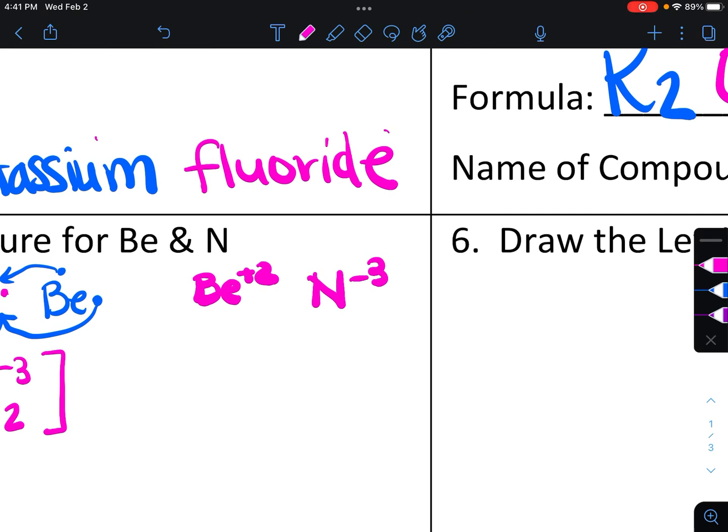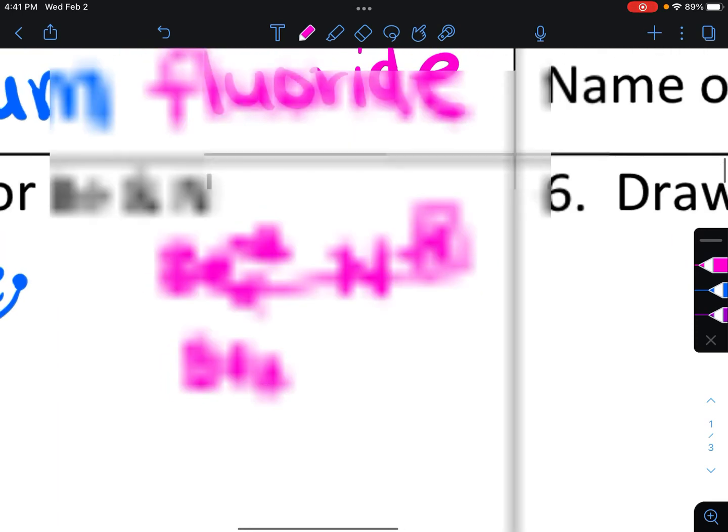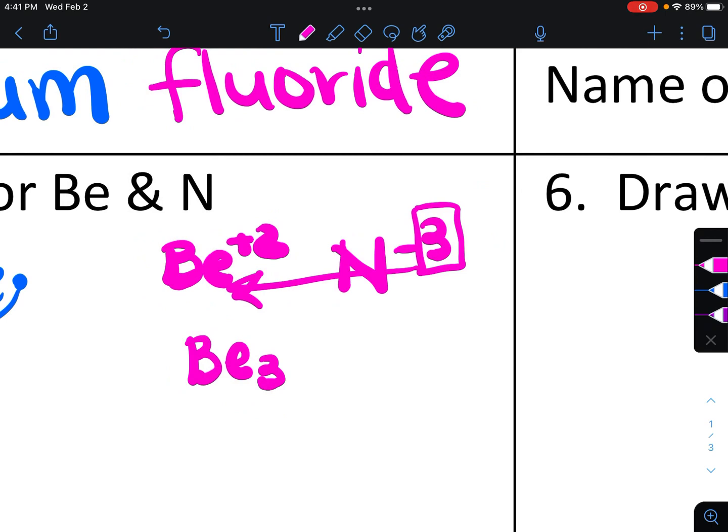If I want to know how many berylliums there's going to be, I look at the number associated with nitrogen, which is 3. Now, important to note, you're never going to put pluses or minuses in your formula because the formula tells you how many of each atom there is. You can't have a -3 amount of berylliums. That doesn't make sense. So we're just putting the number. If I want to know how many nitrogens there are, I'm going to look at the number associated with beryllium, which is 2. So it's going to be N2.